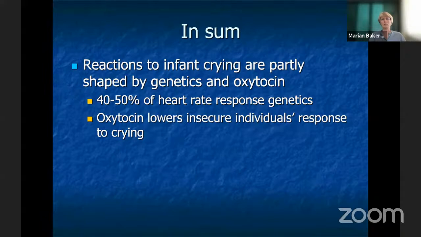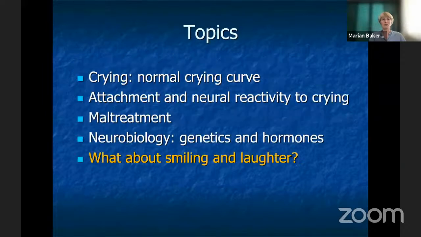So in sum, reactions to infants crying are partly shaped by genetics and also affected by oxytocin. 40 to 50% of the heart rate response is due to genetic factors. And do not forget, males do react even stronger than females with their heart rate to infant crying. And oxytocin seems to lower insecure individuals' responses to crying, both their brain responses and their behavioral responses.